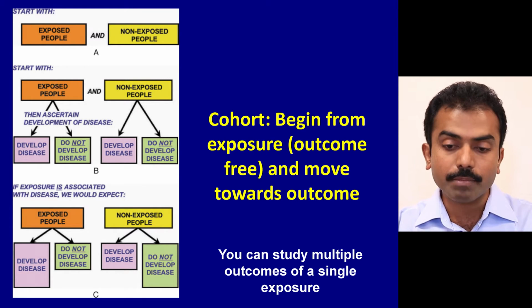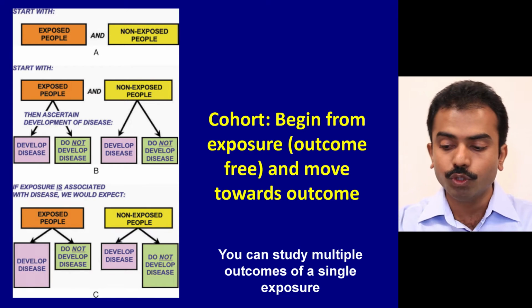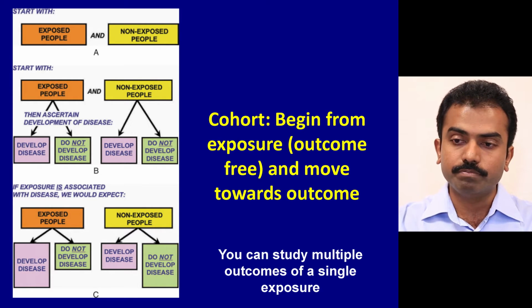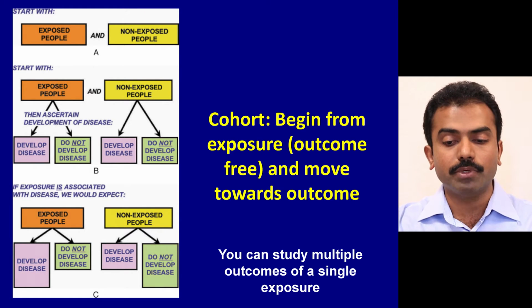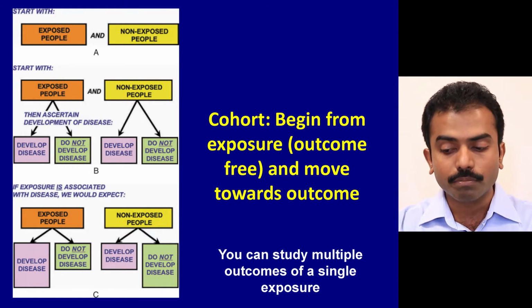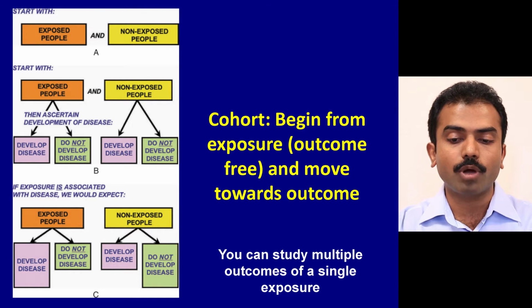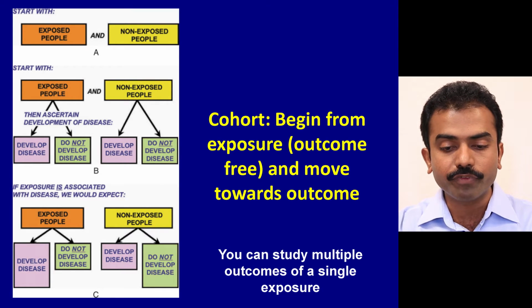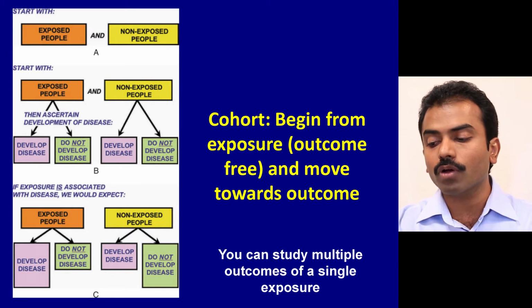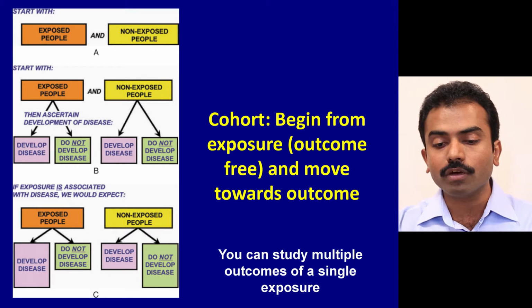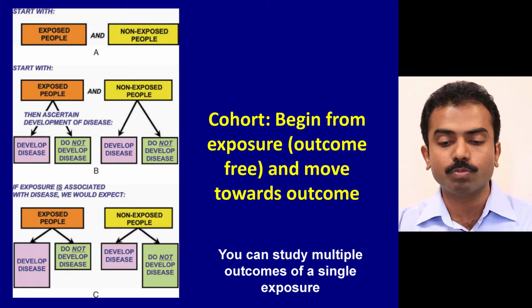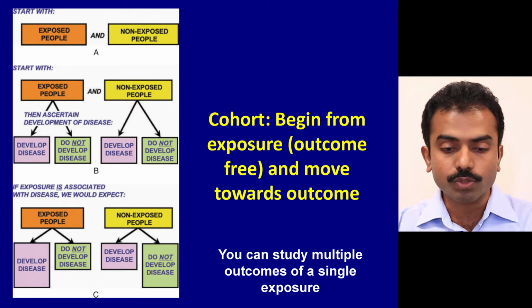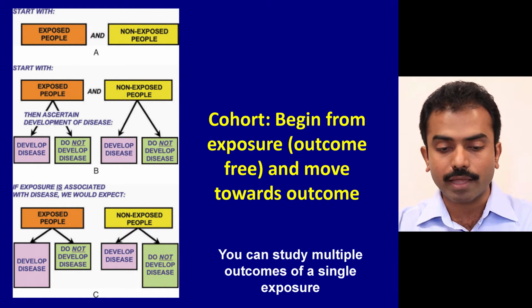So if you go with the same example of smoking and lung cancer, you put together a cohort of people, some smoke, some don't, and then follow them up. At the point of putting together the cohort, none of them have developed the outcome. That is one of the important criteria. They are outcome free. And then you follow up over time to see how many of the smokers develop lung cancer, and the same thing you do with non-smokers. And then you can see, is smoking associated with lung cancer?